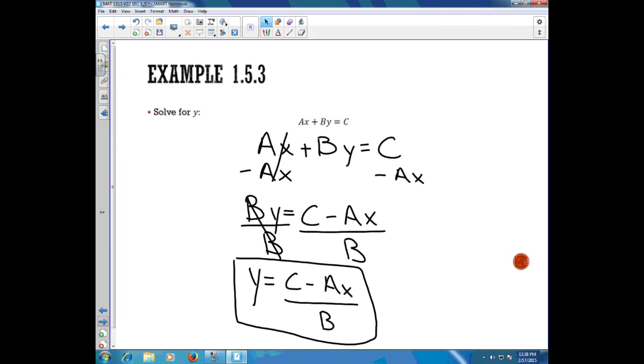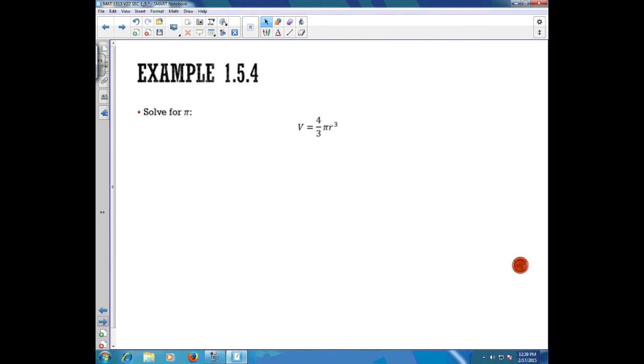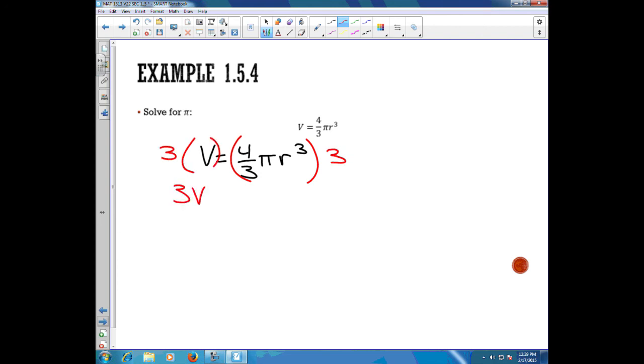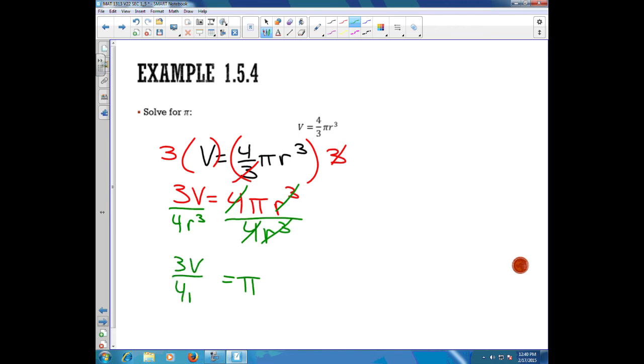Let's try a few more examples. V equals 4/3 pi r cubed, and we want to solve for pi. We want to get pi by itself. So just like in the previous example, we have a fraction, so let's multiply both sides by 3. And we're going to get 3 times V. On the right-hand side, the 3's cancel, and we're left with 4 pi r cubed. And now we want to get pi by itself. So we're going to divide by whatever's not pi. So in this case, 4r cubed on both sides. The 4's cancel, r cubes cancel. And we're left with pi is equal to 3V over 4r cubed.